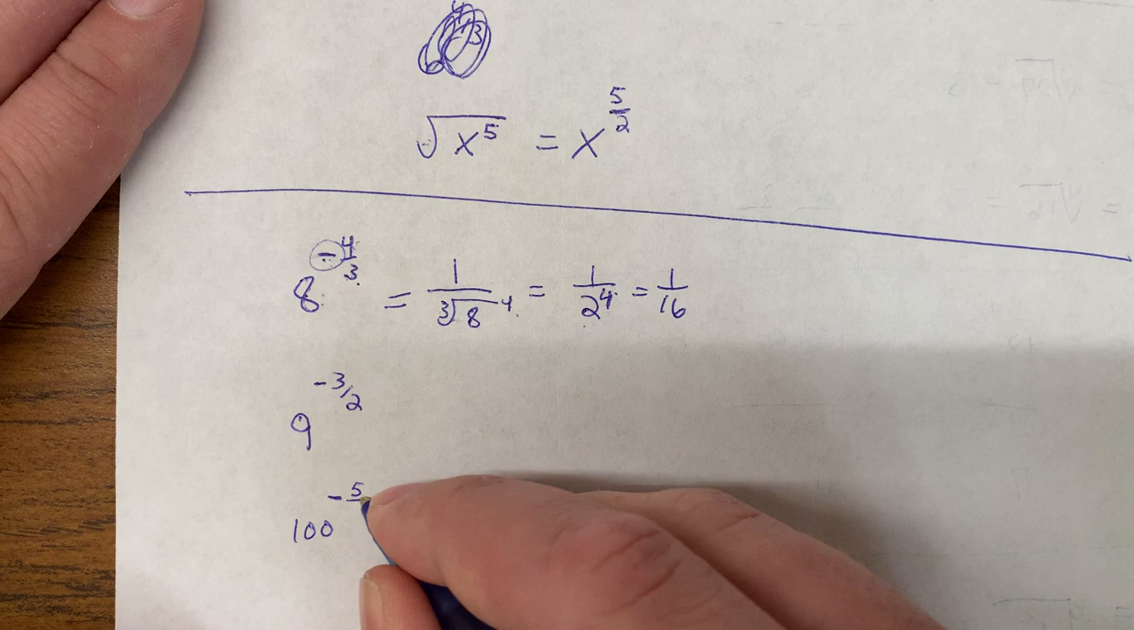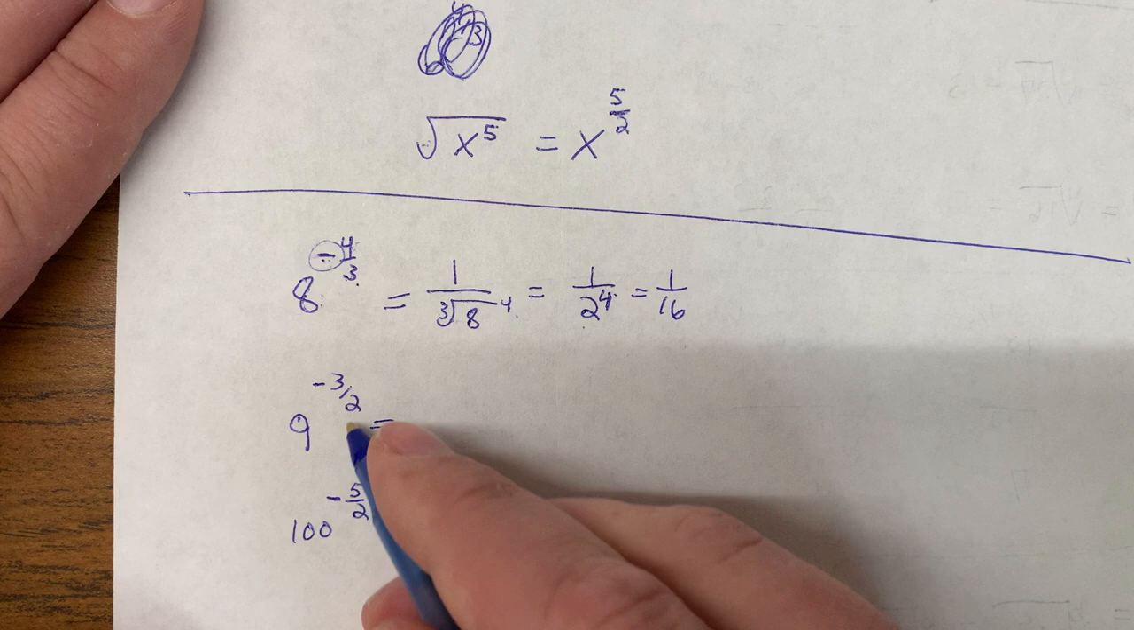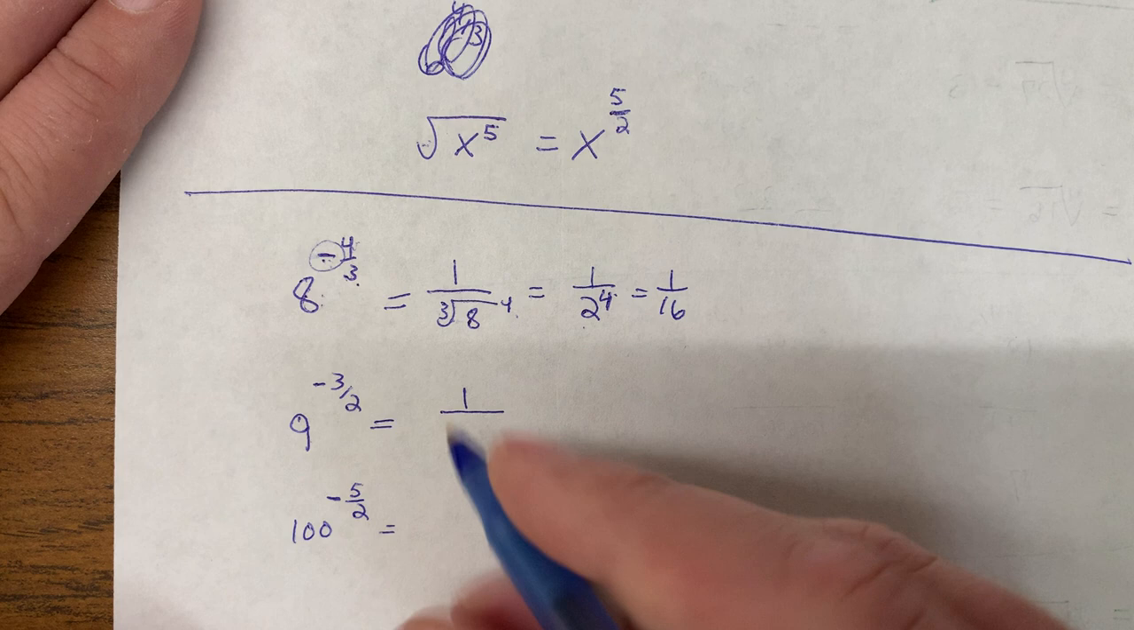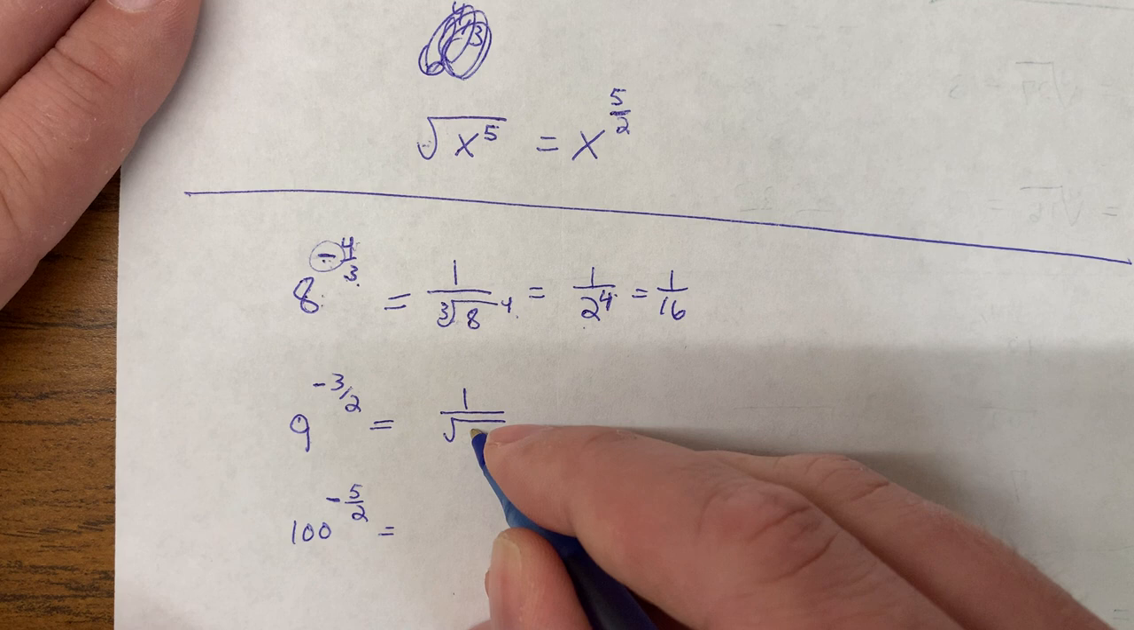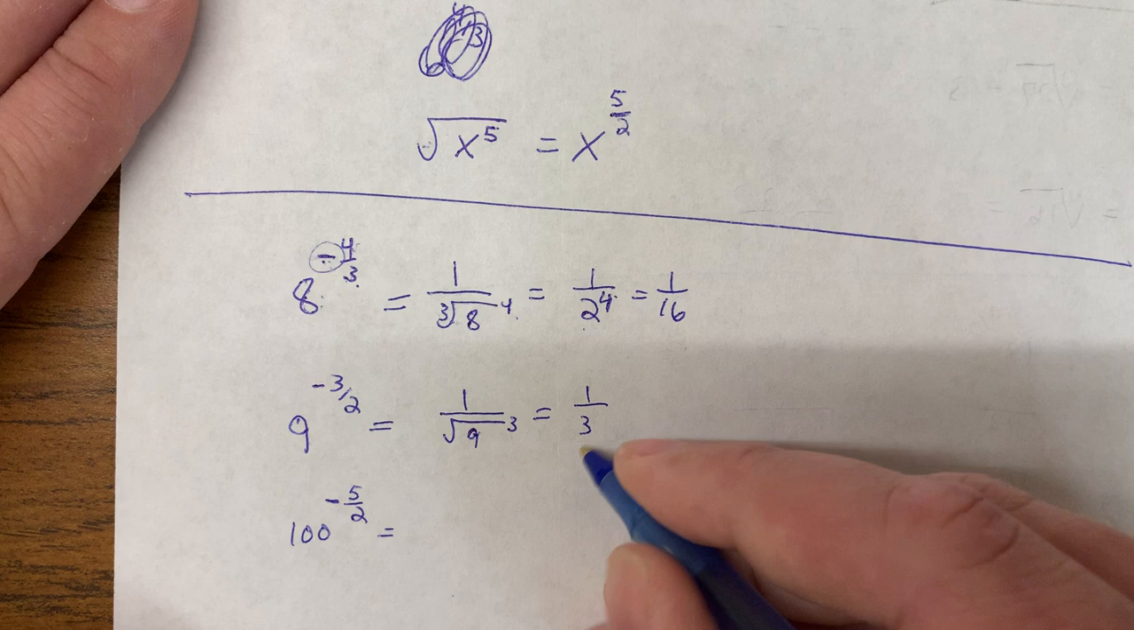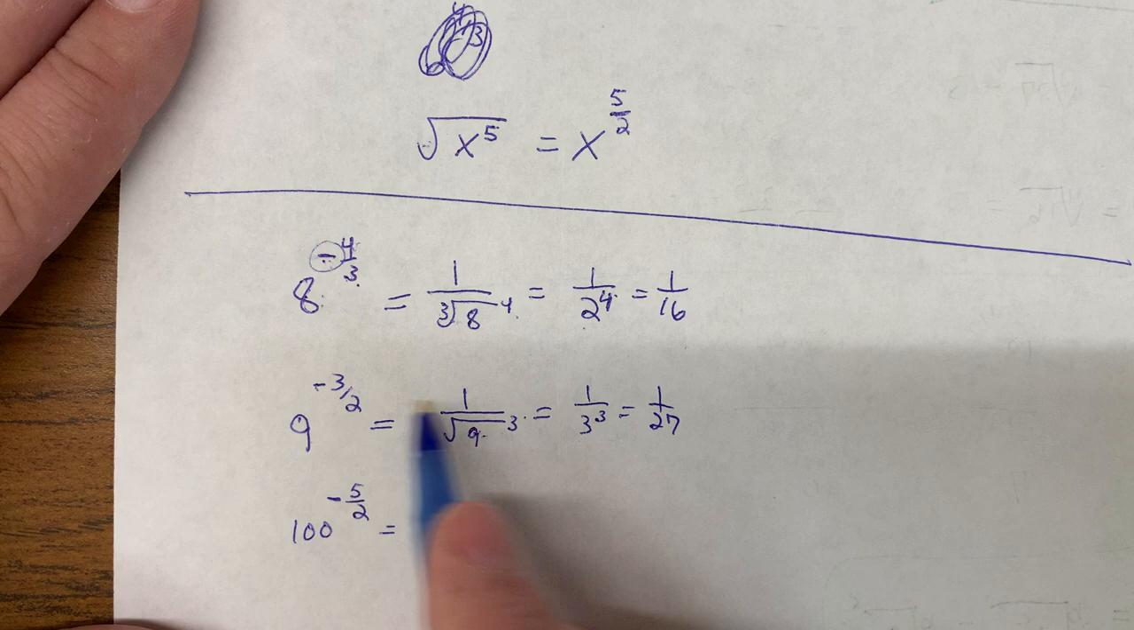9 to the negative 3/2 power. The negative part means you divide. The 2 is a root because it's just the square root, and it's going to be 9 cubed. So the square root of 9 is 3, and 3 cubed is 27. So the negative tells you to do 1 divided by.